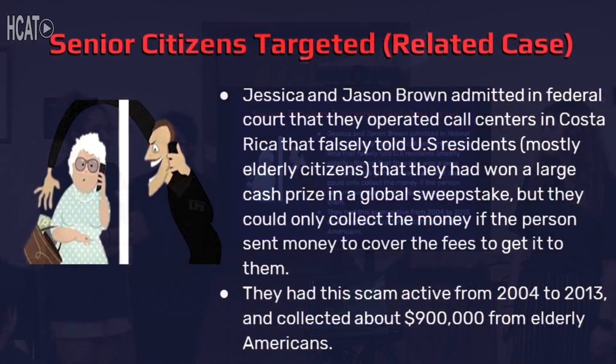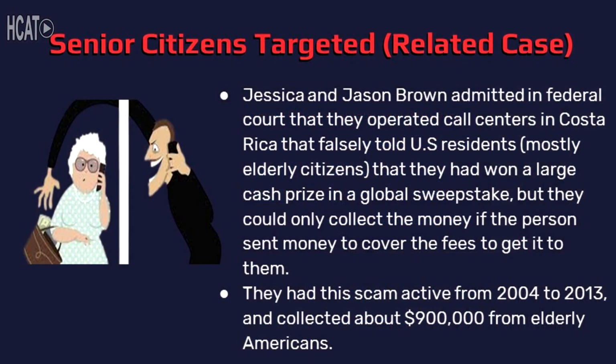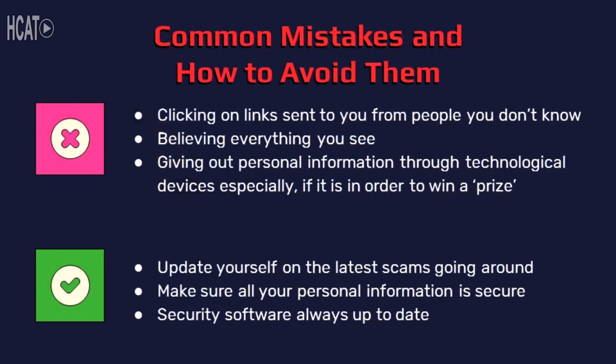So there was this couple, the Browns, and they were stealing from people. They were calling from Costa Rica, but they had technology to say that they were calling from Washington, D.C. And then people would fall for it. They would ask questions like, do you pay your taxes? To make it believable. So people fell for it, and they ended up stealing over $900,000.